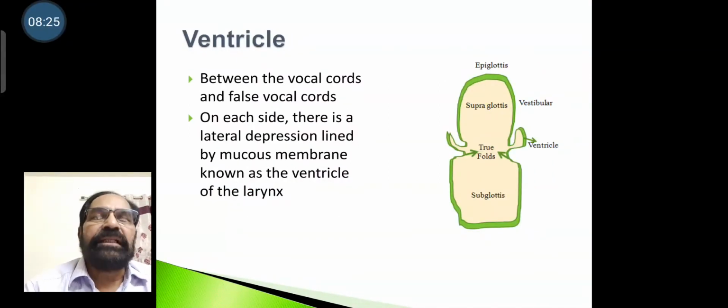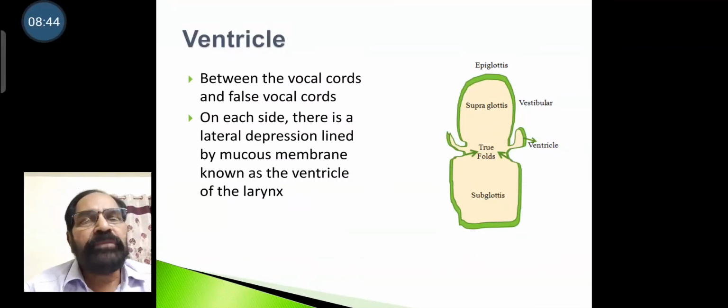Now we go to ventricle. Between the vocal cords and false cords on each side, there is a lateral depression lined by mucous membrane known as ventricle of the larynx. They contain mucous glands, and that mucus is poured onto vocal cords.